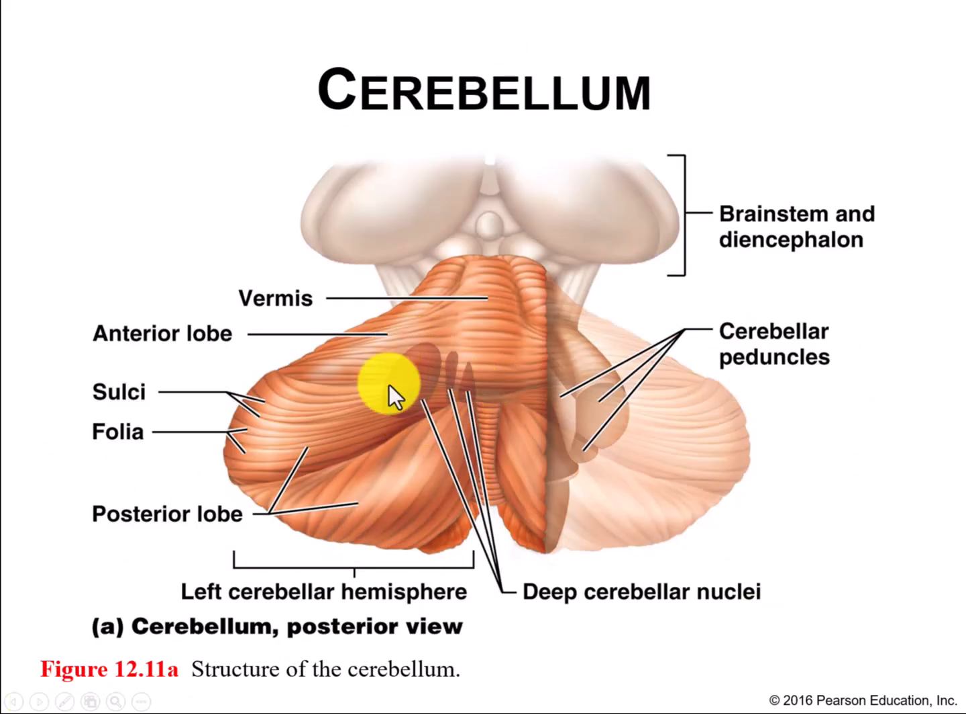We do have some nuclei within the cerebellum, so these are where the neuronal cell bodies are associated, and the arbor vitae is where we saw the myelinated axons running out.